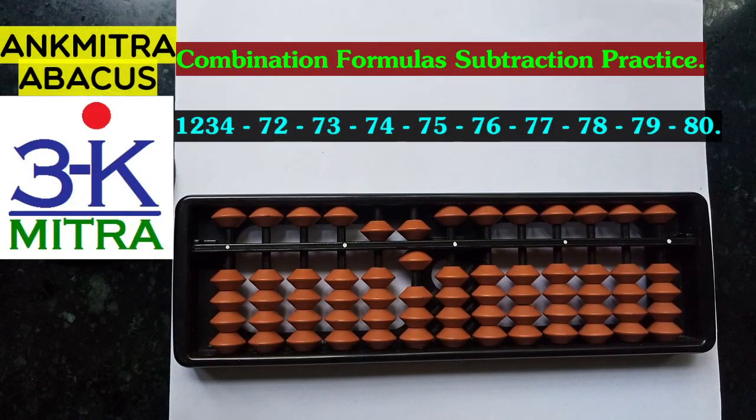Hello everyone. In this video, I'll be again showing you another range of numbers used for subtraction practice of combination formulas. The first range, I hope you have already seen, in which I had explained the procedure for subtraction of numbers from 66 to 70 from a starting number of 900. In this particular video, I'll be showing you subtraction of all numbers from 72 to 80.